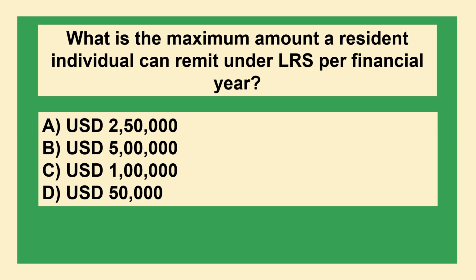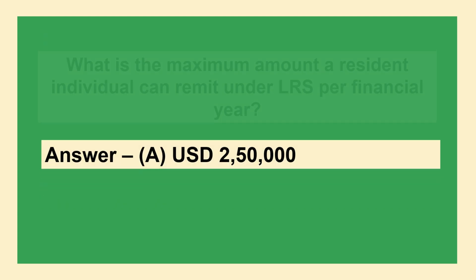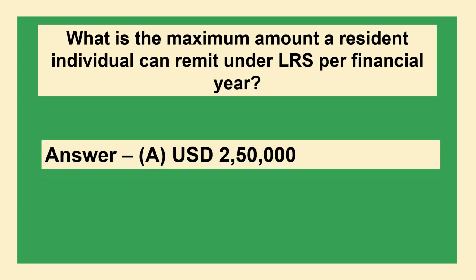What is the maximum amount a resident individual can remit under LRS per financial year? Option A, USD 2,50,000. Option B, USD 5 lakhs. Option C, USD 1 lakh. Option D, USD 50,000. The answer is option A, USD 2 lakhs 50,000.